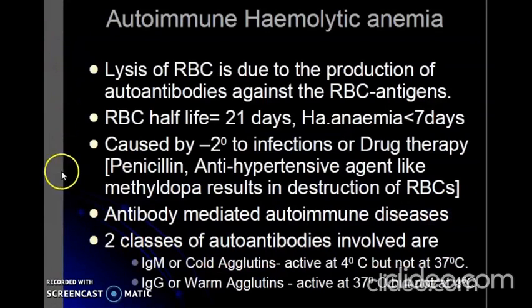The first one is autoimmune hemolytic anemia. Lysis of RBCs is due to the production of autoantibodies against the RBC antigens. For normal RBCs, the half-life is 21 days, but in the case of hemolytic anemia, it is less than 7 days. It is caused as a result of secondary infections or during drug therapy. For example, penicillin and antihypertensive agents like methyldopa result in destruction of RBCs.